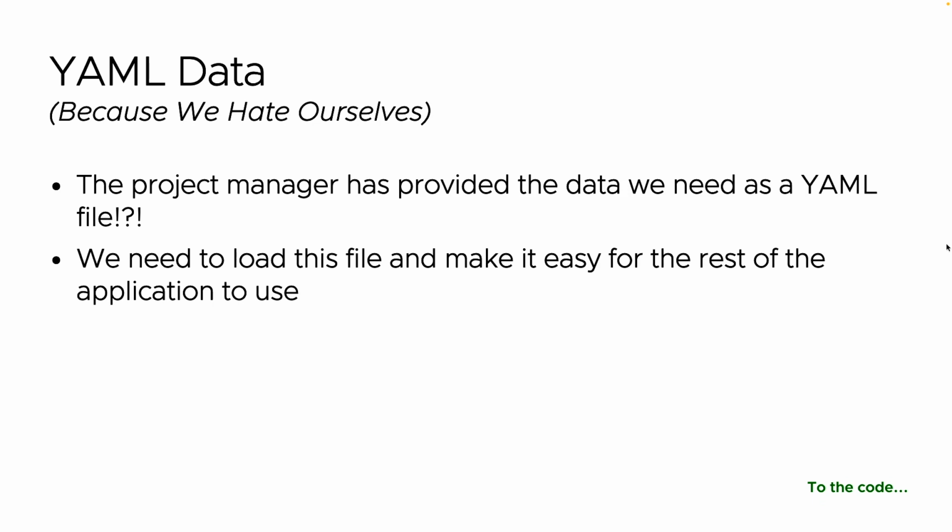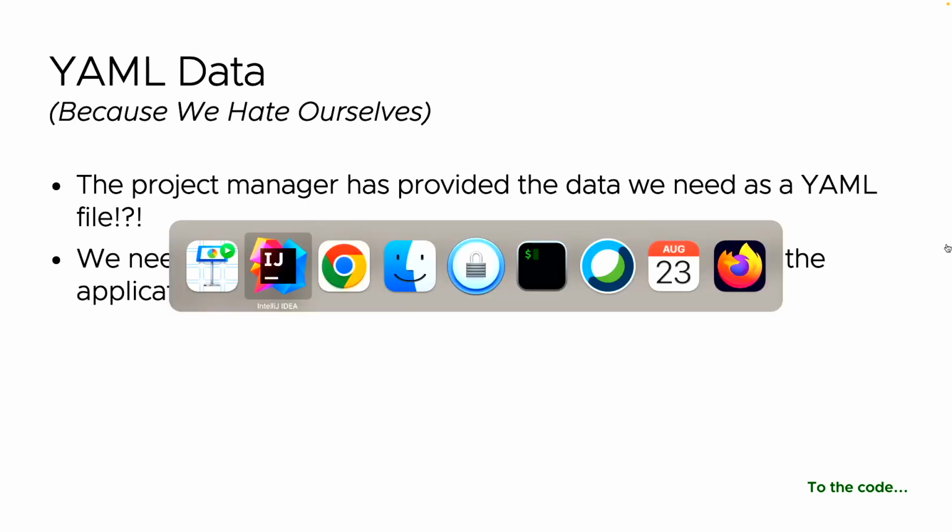Okay, so we have this YAML file that we talked about a little before. Apparently the project manager has given us data in YAML, and it's a humongous YAML file, which we then want to use the data from in order to return it from our REST API. So how do we load this file and make it easy for the rest of the application to use? Some of you might have already guessed it, but let's get back to the code and see how we can do that.